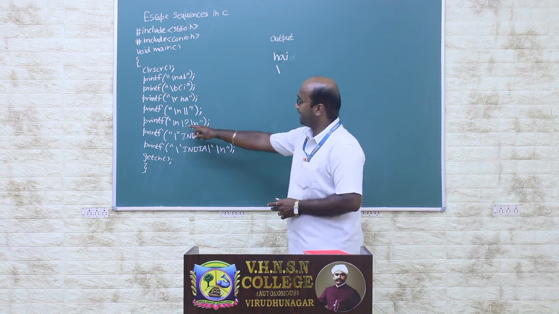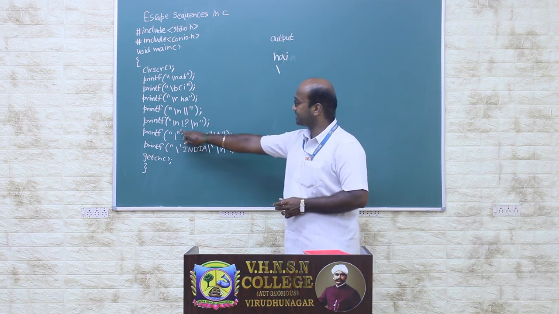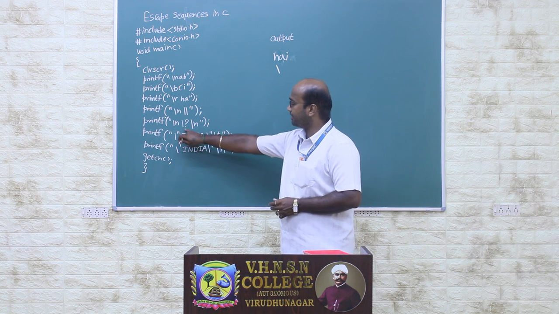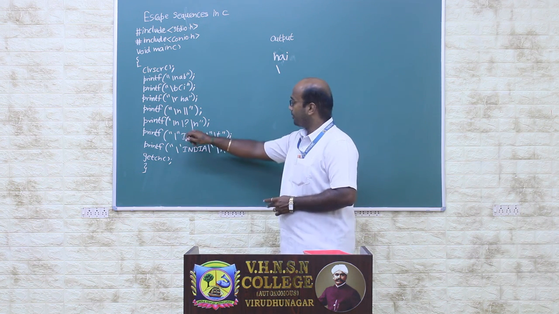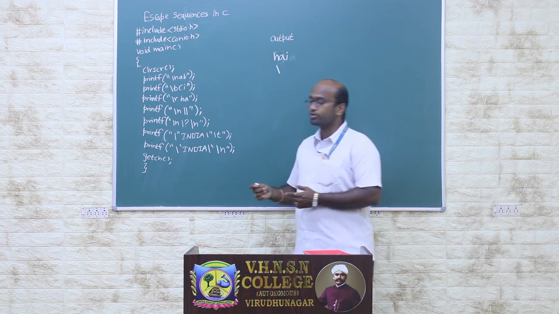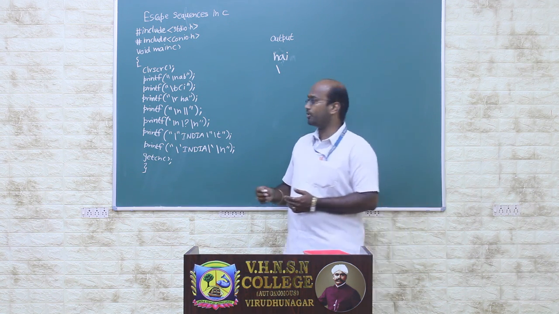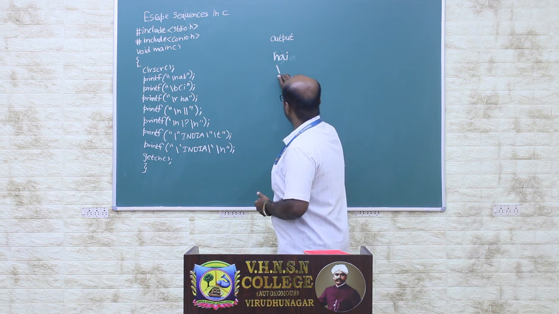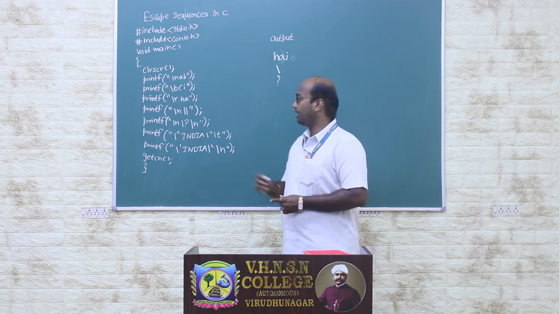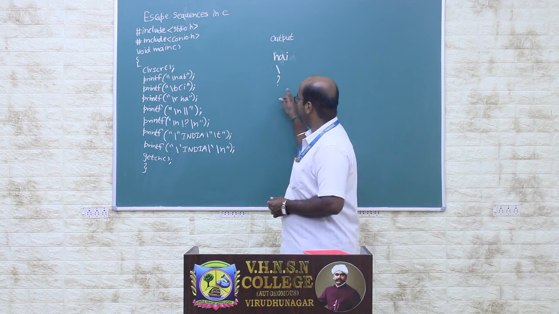And in the next statement, we have again given a backslash n, so the cursor moves to the next line, and at the next line we have given an escape sequence called backslash question mark, and this is used to print the question mark in the console output. So this prints the question mark in the console output screen, and again the cursor moves to the next line.